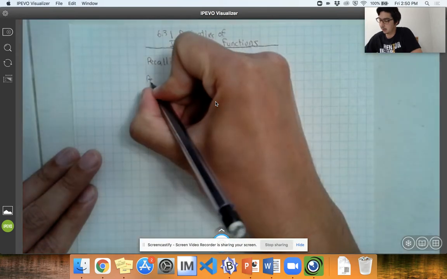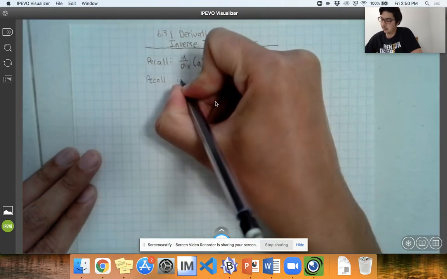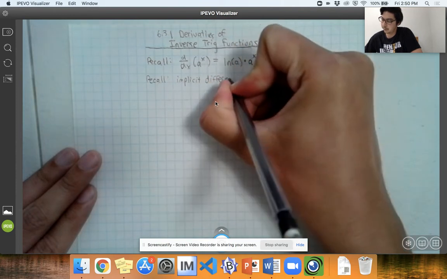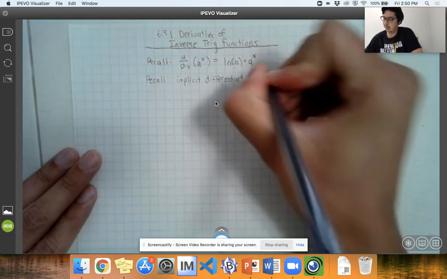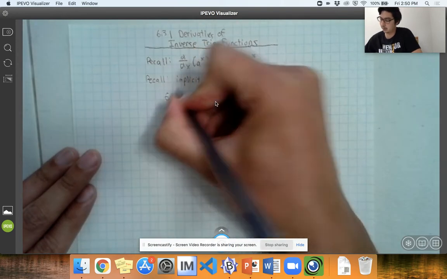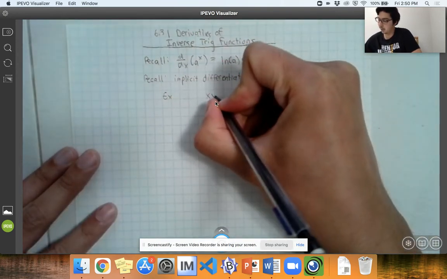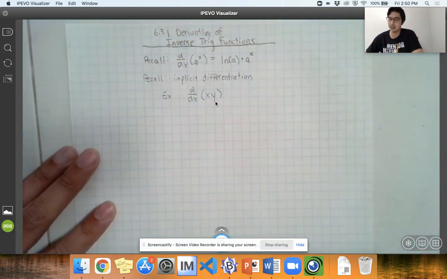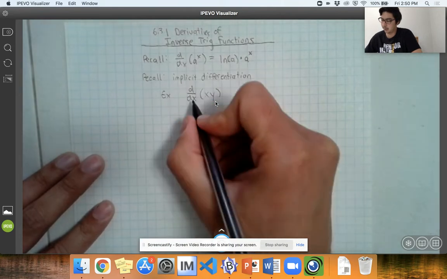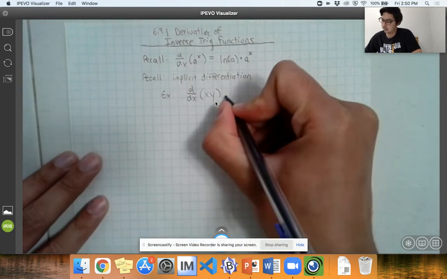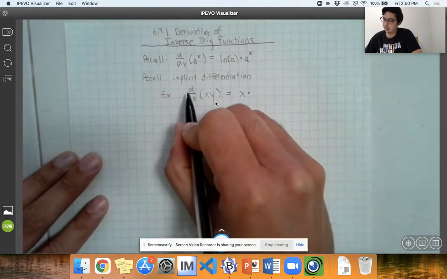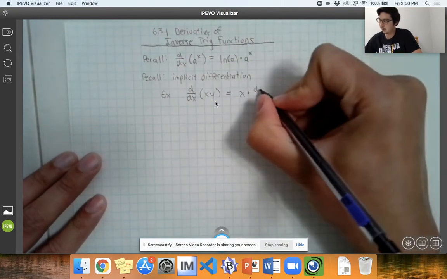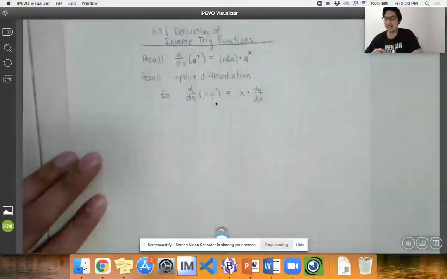So recall that we then learned implicit differentiation, which, how does that work? The idea there is, say I gave a quick example of x times y, and I say, what's the derivative of this with respect to x? Well, you would do the product rule. So you'd say the first times the derivative of the second. But what's the derivative of y with respect to x? Well, we don't know what it is. So we write dy dx. And that's the implicit part of this.